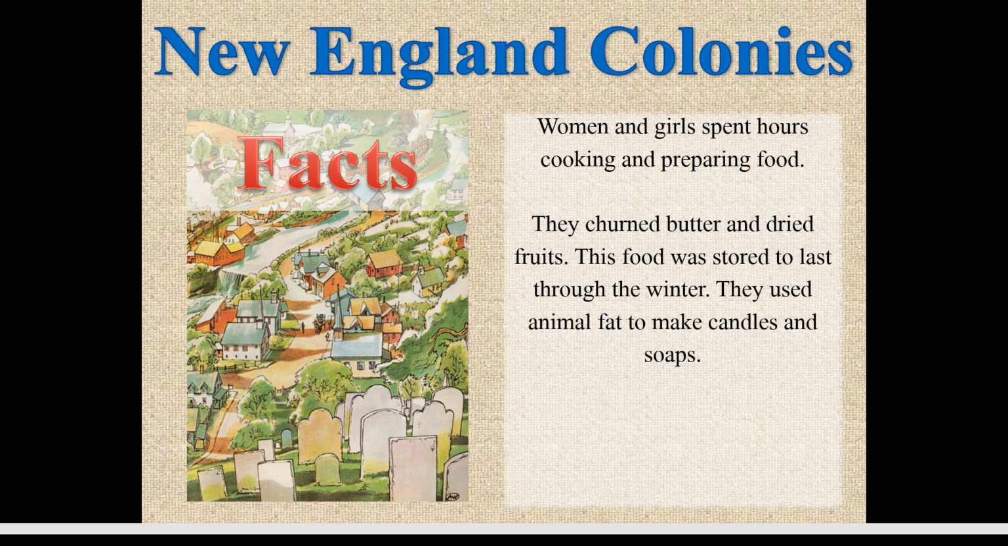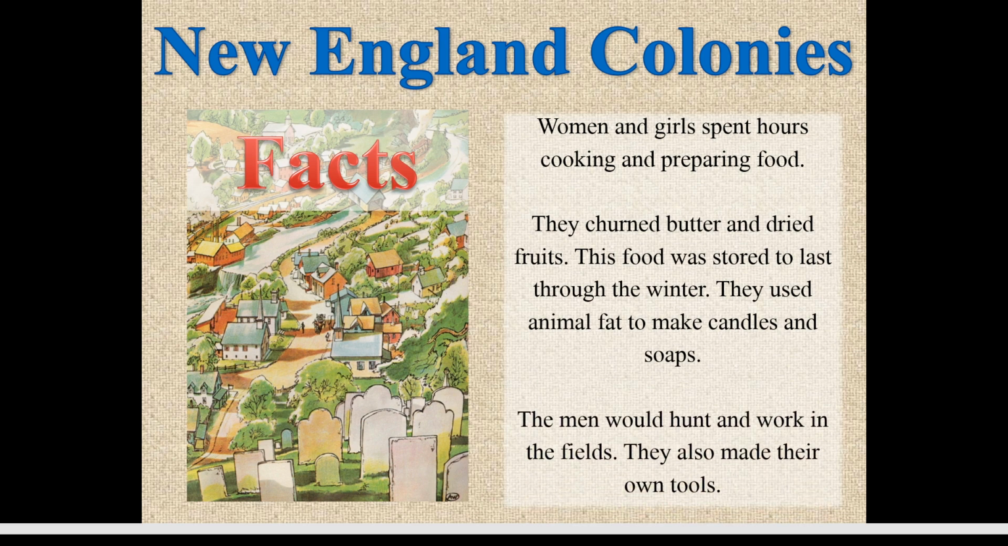Women and girls spent hours cooking and preparing food. They churned butter and dried fruits. The food was stored to last throughout the winter. They used animal fat to make candles and soap. The men would hunt and work in the fields. They also made their own tools, meaning that women and young girls would mainly stay in the houses to do house things, and the men would be the one doing all the work.